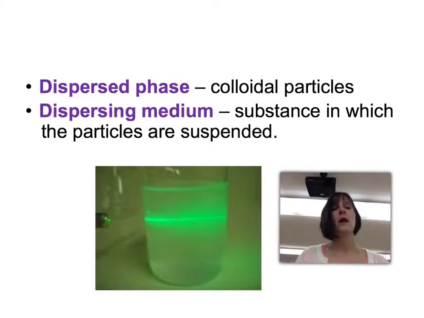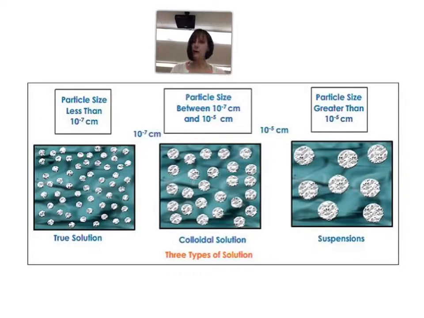Ew. The two parts to a colloid are called the disperse phase, those are the colloidal particles, and also the dispersing medium. That is the substance in which the particles are suspended. Here's a lovely representation of the differences in sizes between the particles of a solution, a colloid, and a suspension. In a solution, the particles are so small you're not able to see them. In a colloid, the particles are small enough to stay suspended within the medium, but you can see them, often looking cloudy. In a suspension, the particles are so large they're going to settle out over time.